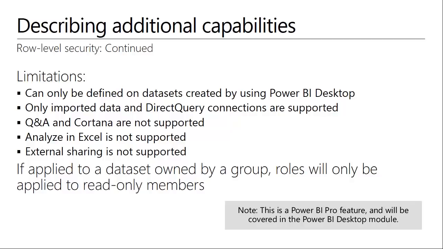You can only define row-level security on datasets that were created by using Power BI desktop. Only imported data and direct query connections are supported. Q&A and Cortana, that I'll talk about in a moment, are not supported. Analyze in Excel is not supported, and external sharing is also not supported. If applied to a dataset owned by a group, roles will only be applied to the read-only members of that group.